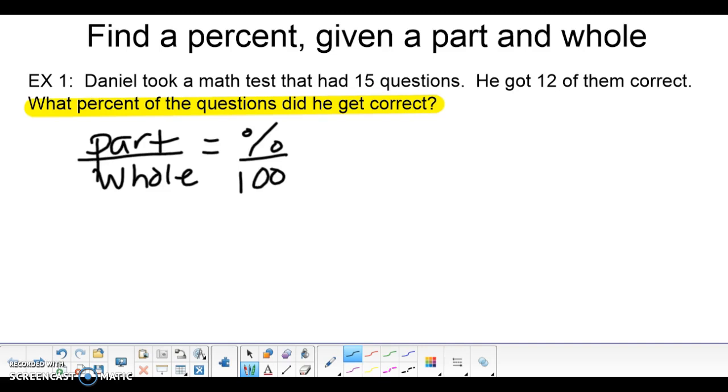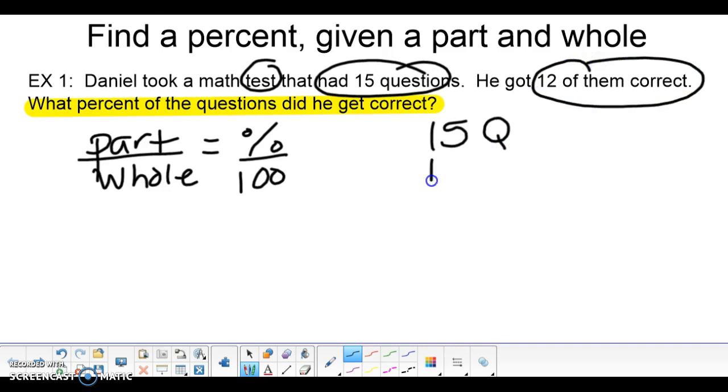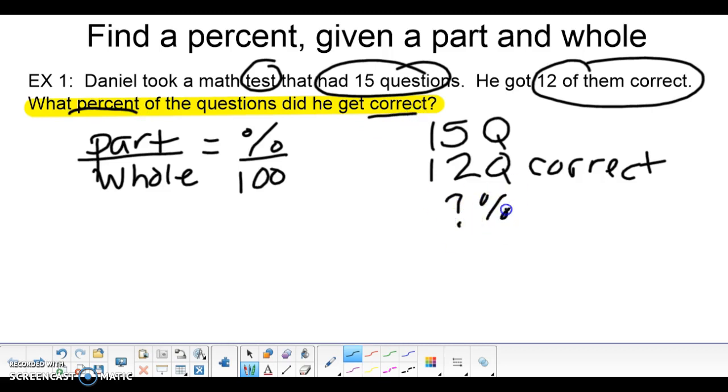Before we start substituting numbers into a proportion, let's identify the numbers in our problem. So we have a test that had 15 questions. He got 12 of them correct. So he got 12 questions correct. We've got to find the percent that are correct. So we're missing the percentage that is correct.